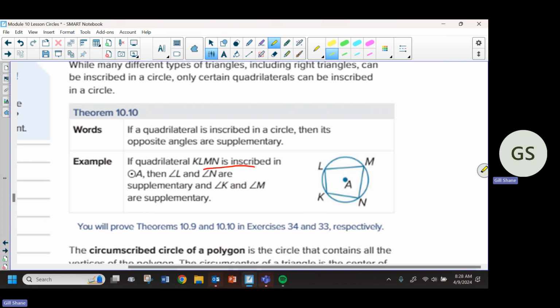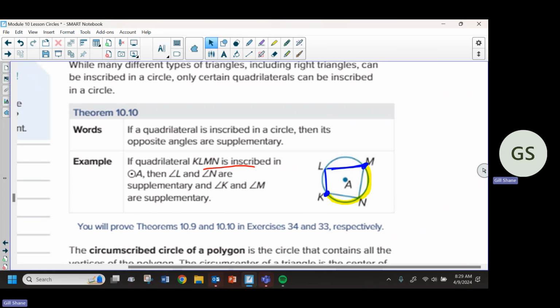Angle L is associated with this arc, right? I take angle L and I go all the way out to its endpoints. The endpoints of angle L, I'll draw it in real quick. So there's angle L. The endpoints are K and M. So if I draw in the arc, it's that highlighted yellow one, right? Everybody sees that.